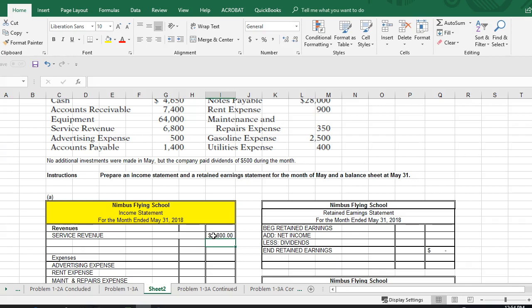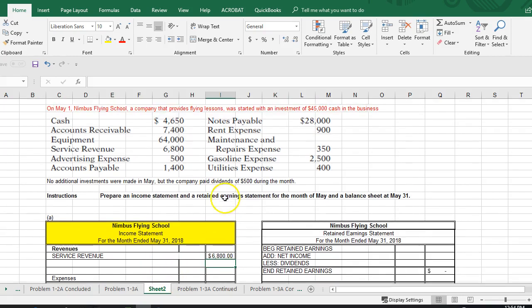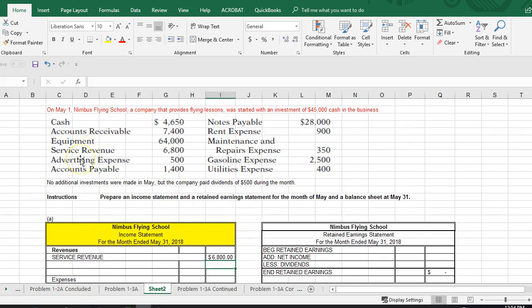Next, we look at what type of expenses took place in order to earn revenue for this business organization. You've heard the phrase, in order to make some money, you must do what? Spend some money. That's correct. So we look at all the expenses that took place during the month of May. There was advertising expense, rent expense, maintenance and repair expense, gasoline expense, as well as utilities.